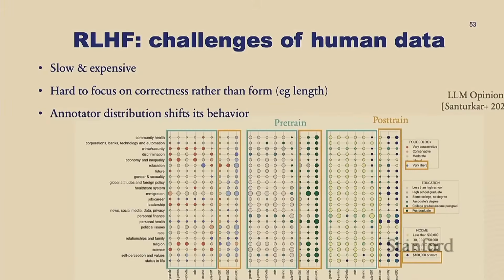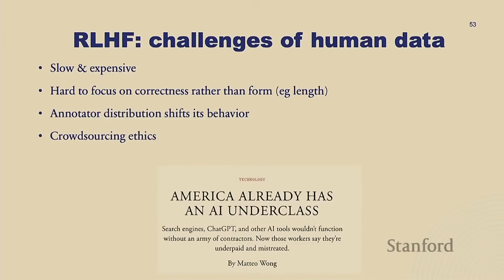Annotator distribution shift: the distribution of annotators that you use matters a lot. You have to think about what humans we even want to represent in these models. Another question is crowdsourcing ethics. Usually a lot of the labeling that is done is by people who are not paid well, and they have to go through a lot of toxic data, because you basically want the model to avoid saying toxic things. So, crowdsourcing ethics too. There are many challenges with human data.